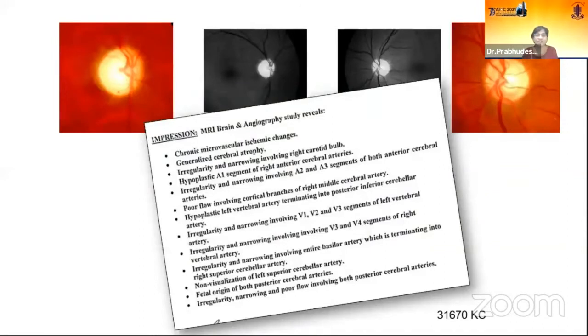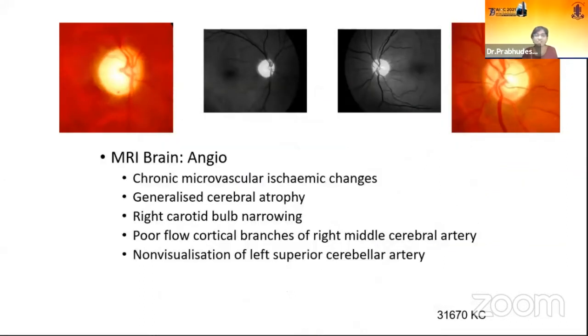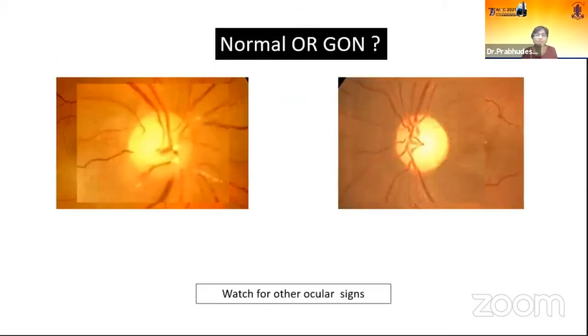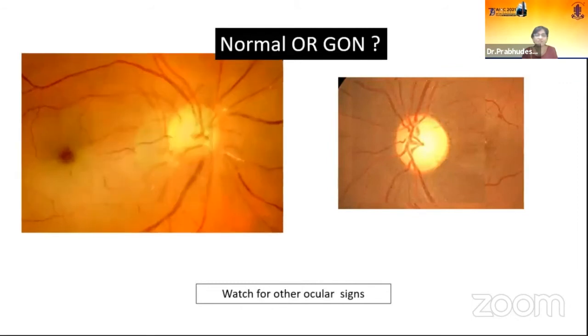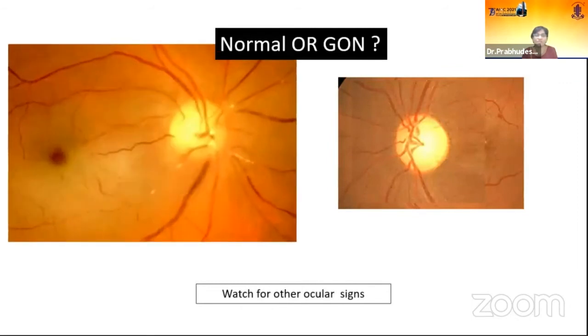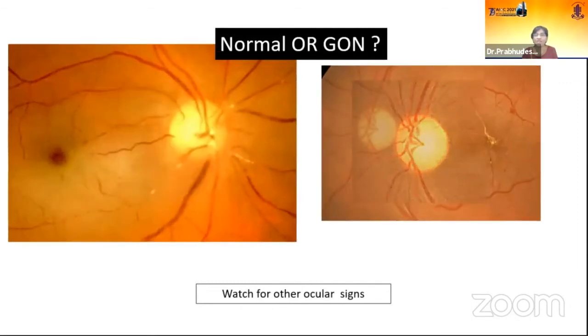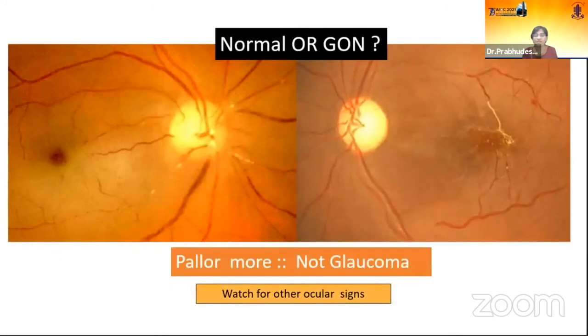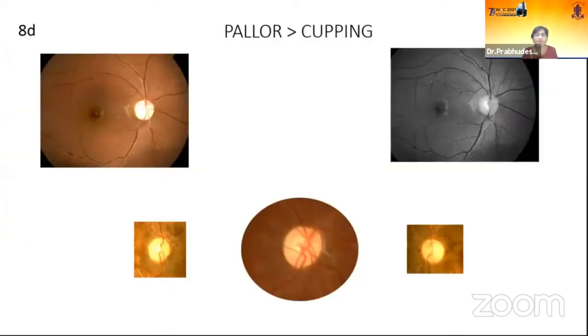And you can see that there were chronic microvascular ischemic changes and other changes of cerebral atrophy. Multiple changes were there. So any pallor is not glaucoma. Like in this patient, there is a cherry red spot with multiple emboli. This is a CRAO, and next is a tributary retinal arterial occlusion.